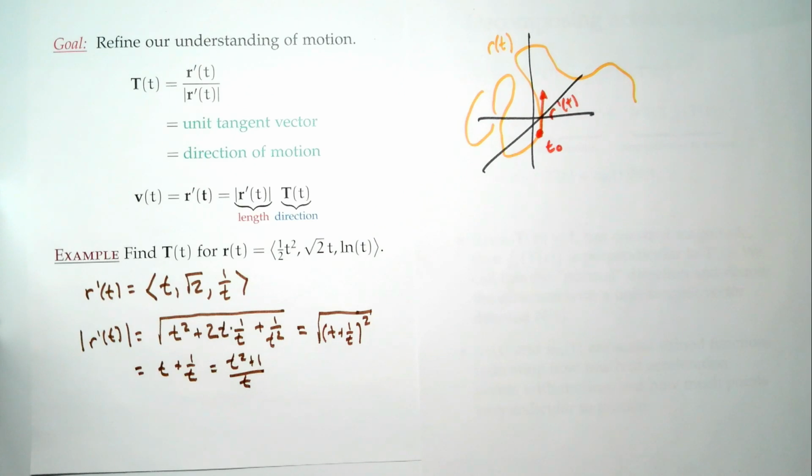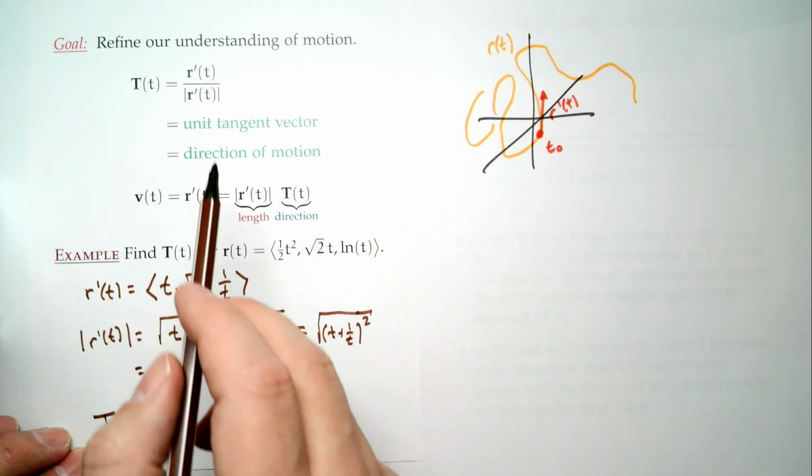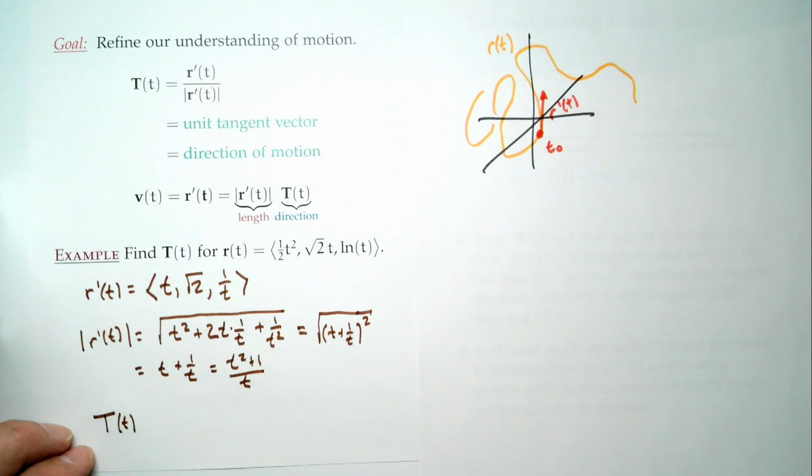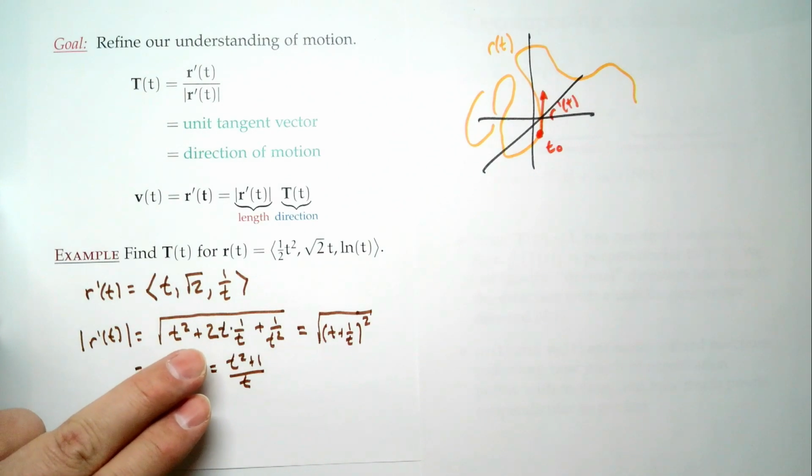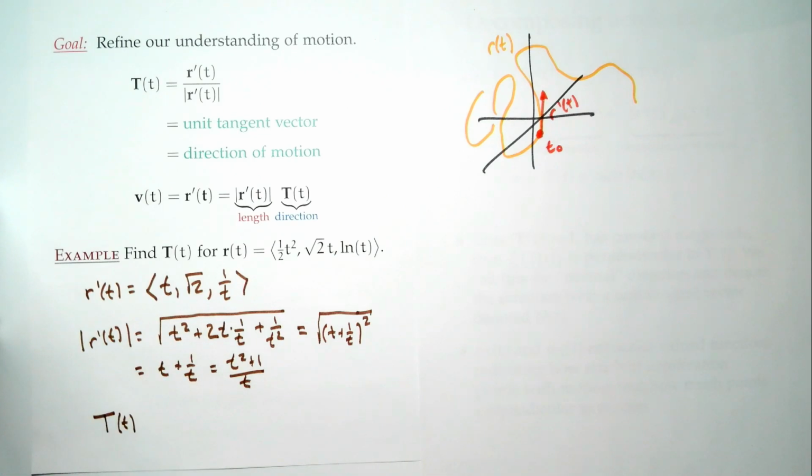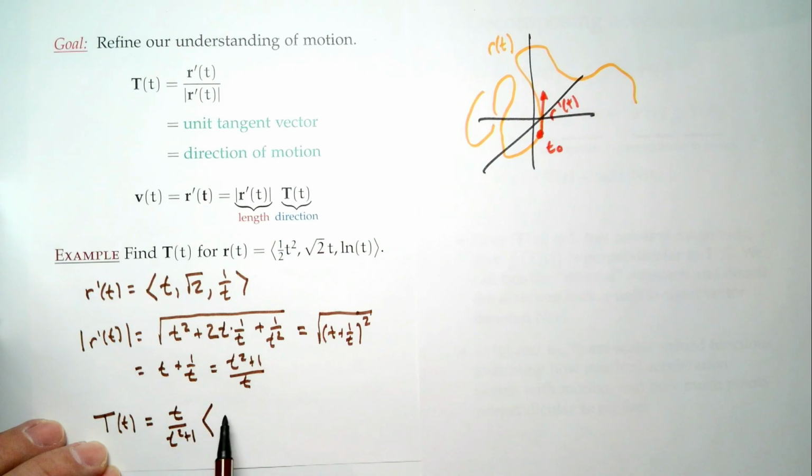We're going to be doing a lot of magnitude of r prime type things today, so we're going to get lots of practice. So how do you find your new unit tangent vector? Well, you take r prime divided by the magnitude of r prime. Since the magnitude of r prime is a constant, I can flip it over. So 1 over the magnitude of r prime becomes t over t squared plus 1. And then I scale it by the original r prime.